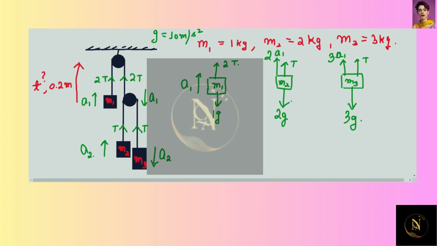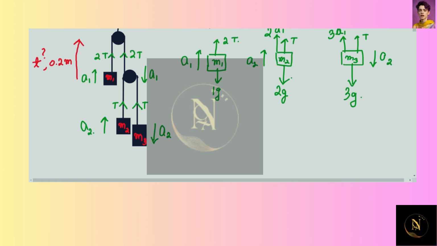Now these blocks are moving, that means with some acceleration. So we have taken that acceleration to be A2. Let us indicate here A2 and A1. This is also A2 in the downward direction. Observing these free body diagrams and the forces acting, for the first mass we use Newton's second law and we get 2T minus G is equal to M into A, that means 1 into A1, so it will be A1 only. Let's say this is equation 1.